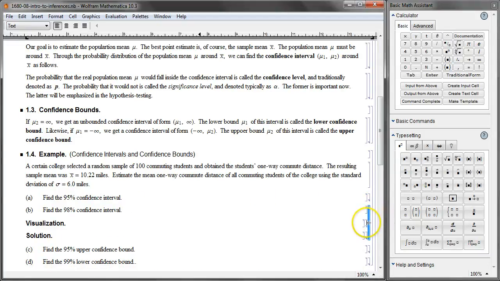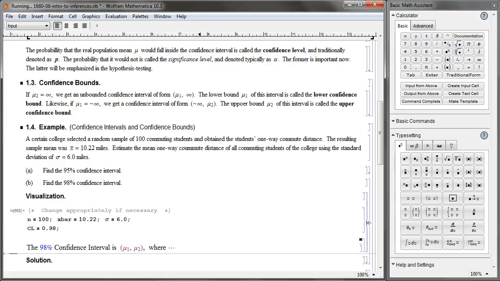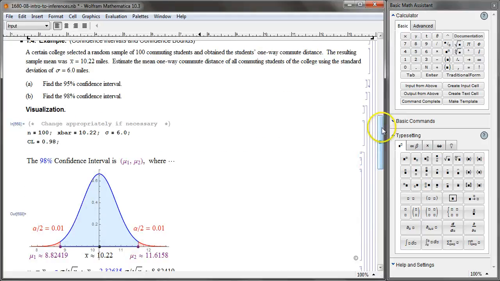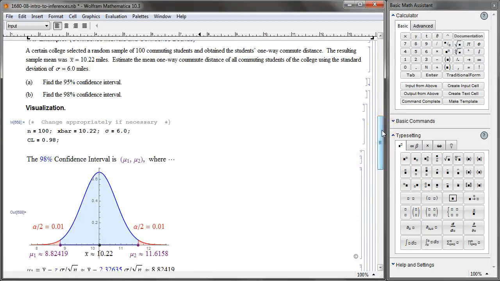Here is the visualization and some computation too. We have this normal picture around 10.22, and the middle area is 98%, 0.98. So on the left-hand side we have 1%, and on the right-hand side we have 1%. Which is easier to deal with? The left-hand side. So let's look up the z-score associated to 1% from the z-table.